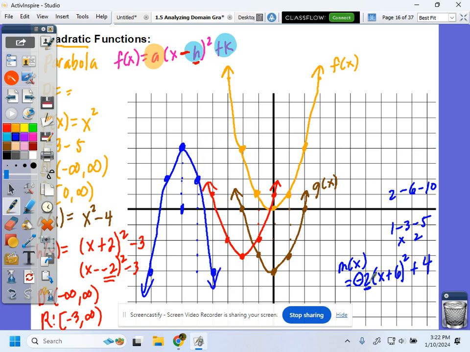And we can say here that for the m of x, the domain is still all real numbers, or from negative infinity to infinity, but the range starts at the lowest portion, which is negative infinity, and the highest here is going to be positive 4, bracket.